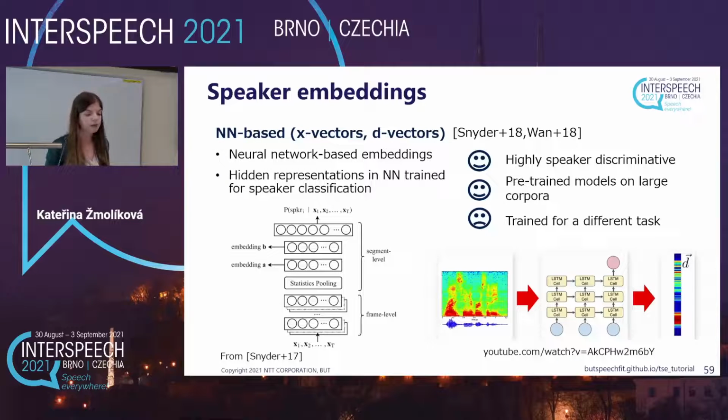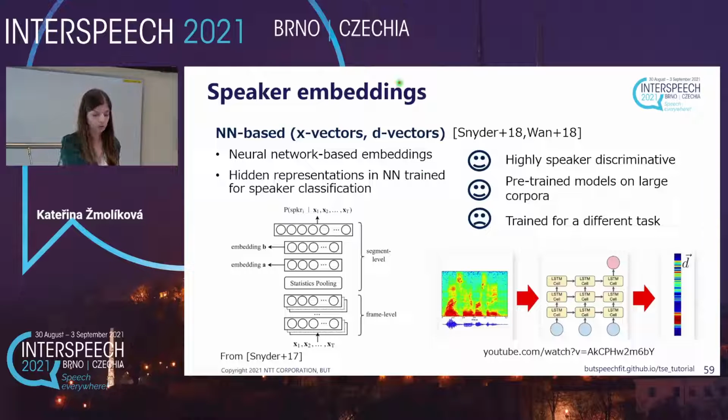Eventually, the speaker verification community moved to speaker embeddings which are neural network based. Maybe the most popular neural network based speaker embedding is X vector, but in the target speech extraction field, an embedding which is also often used is D vector. Both of these embeddings are based on a neural network which is trained for the task of speaker classification. After the neural network is trained, when we want to extract the embedding, we forward the sequence of features through the neural network and extract the embedding as hidden representations at one of the last layers of the network.